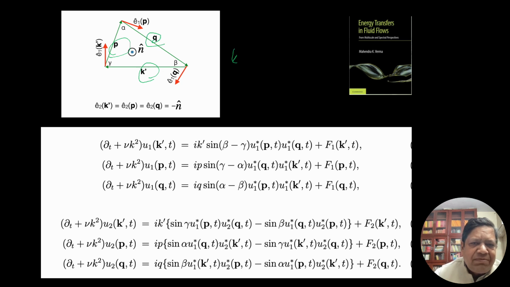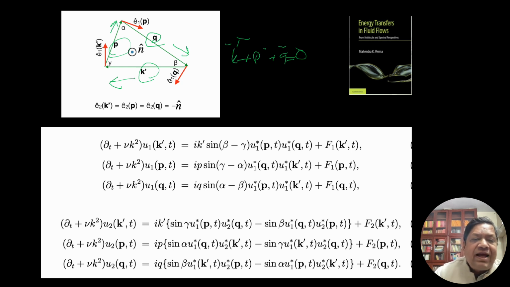So what is the condition? K prime plus P plus Q vectors, they sum up to 0. Some books write K equal to P plus Q, but that's asymmetric. So equations are slightly not good looking if I have asymmetry, but with this K prime, P, Q they look symmetric. You can see that K prime arrow is in that direction, P arrow is in that direction, Q arrow is in that direction.